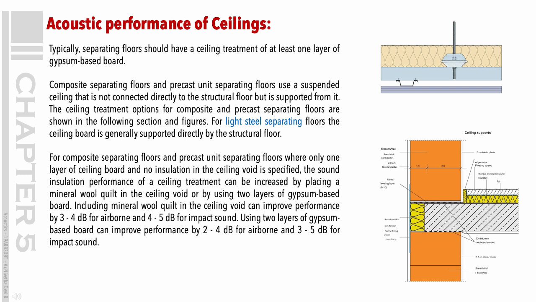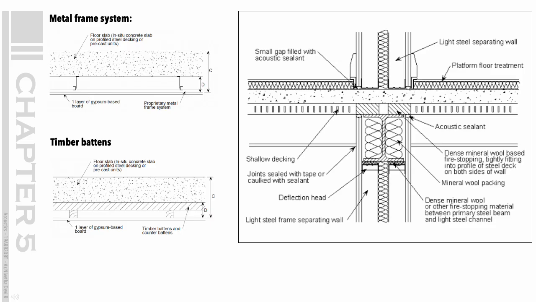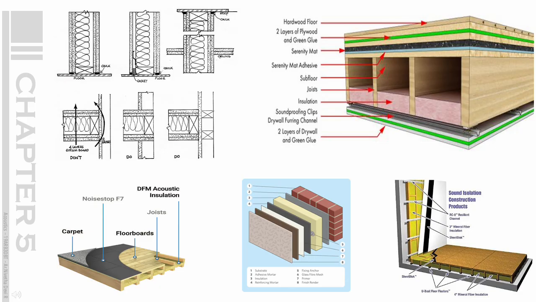For composite separating floors and precast unit separating floors where only 1 layer of ceiling board and no insulation in the ceiling void is specified, the sound insulation performance of a ceiling treatment can be increased by placing a mineral wool quilt in the ceiling void or by using 2 layers of gypsum-based board. Including mineral wool quilt in the ceiling void can improve performance by 3 to 4 decibels for airborne and 4 to 5 decibels for impact tests. Acoustic ceilings construction details. Acoustic ceiling and floor construction details.